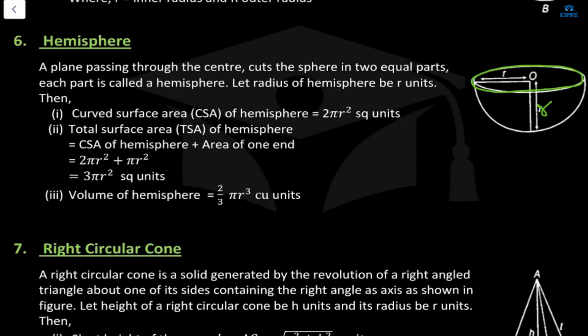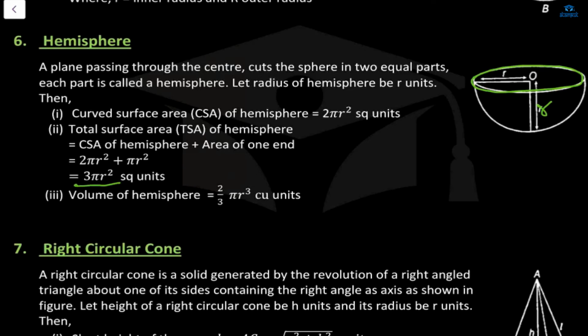Previously, in solid objects like cube and cuboid, we were taking LSA, lateral surface area, or here just the curved one, not the base. But when we are talking about the total surface area, we are including all of them. So the CSA, the curved surface area, plus the area of one end: 2 pi r square plus pi r square, you get 3 pi r square.